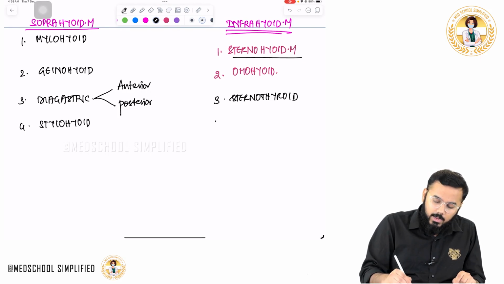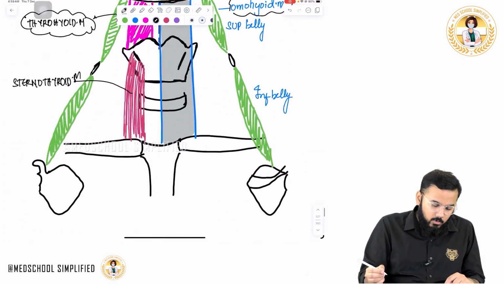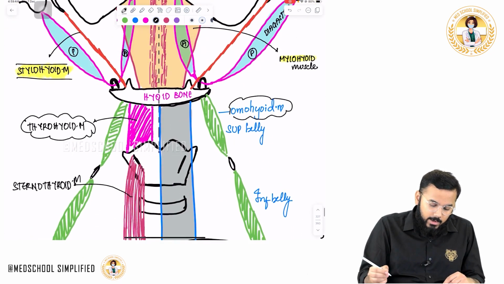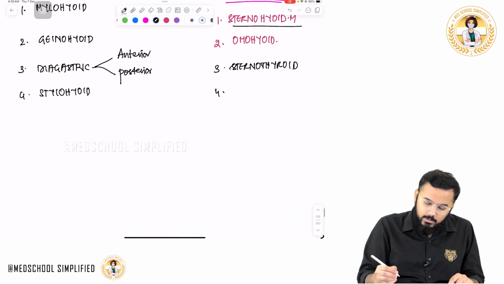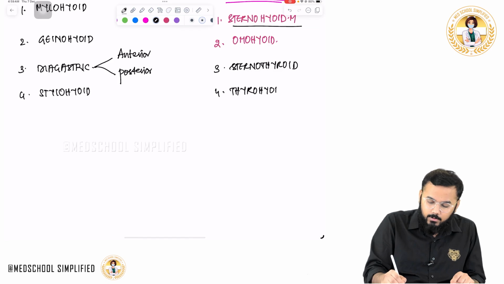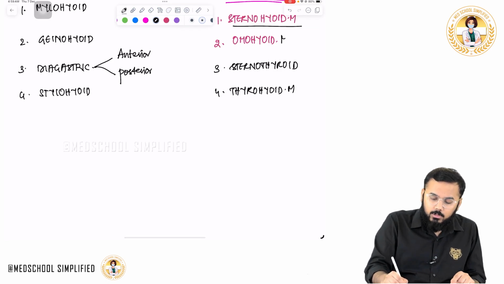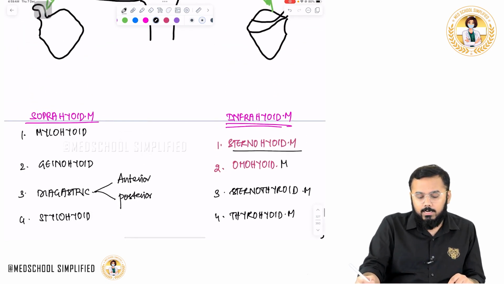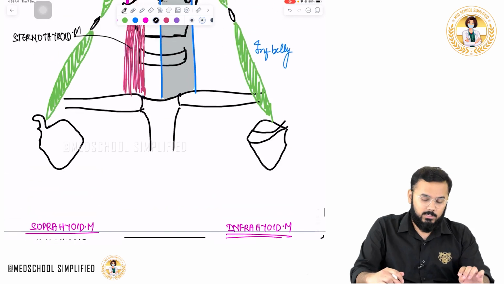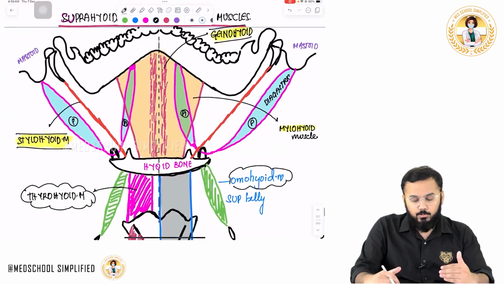We should also write that there is one more muscle missing. Omohyoid we have written, sternohyoid we have written, and what is this? Thyrohyoid muscle. These are all the muscles located beneath your hyoid bone, so that is why you call them infrahyoid muscles. So this is the list of suprahyoid and infrahyoid muscles, guys.